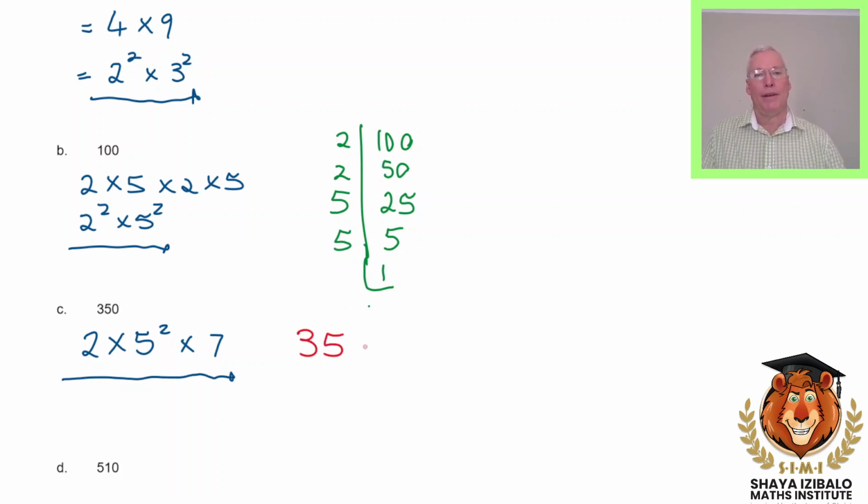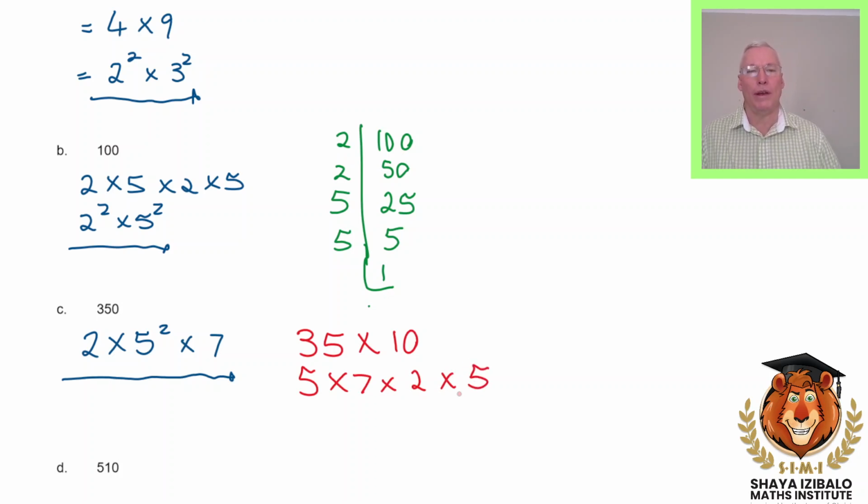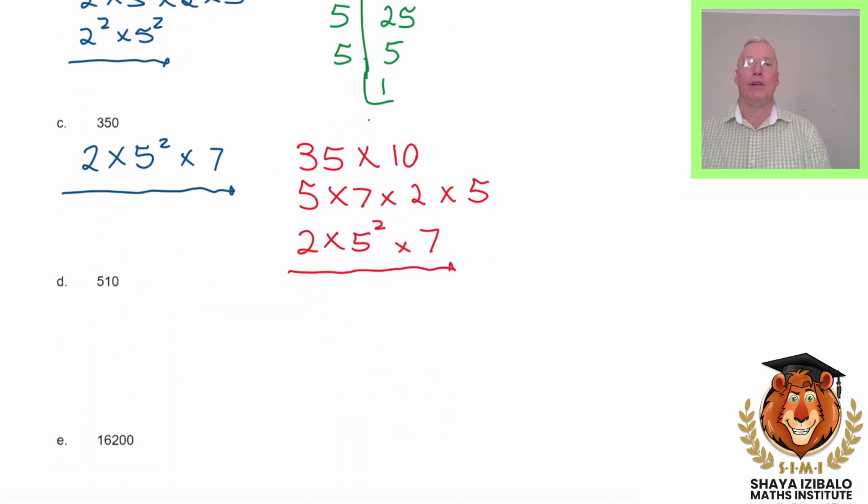35 times 10. Sorry, 35 is 5 times 7. 10 is 2 times 5. Now let's collect all the numbers that we've got here. We've got a 2, 2 5s, and a 7. All right, 510. Okay, again, I think the easiest way of doing this is to split the 10 out first. This is going to be 51 times 10.